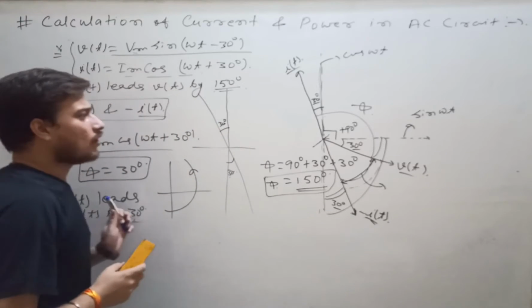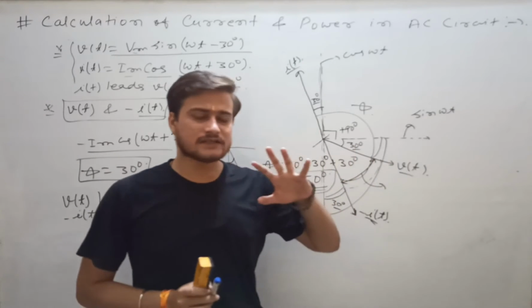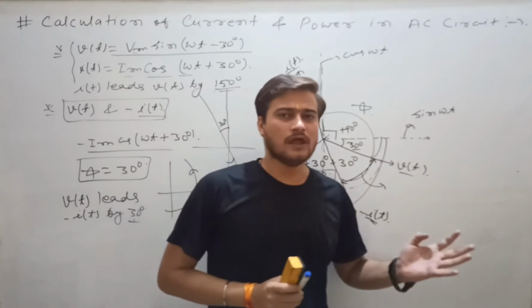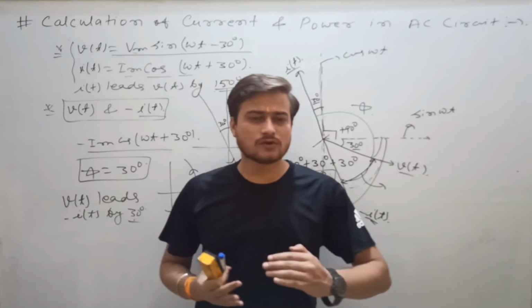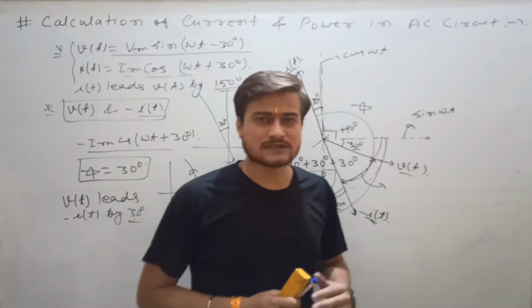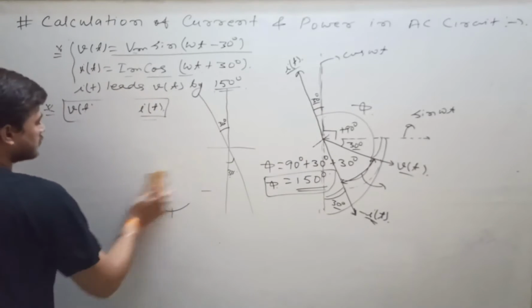So this is all about the phasor diagram. That means when the expressions for voltage and current are given to you, you have to first draw the phasor diagram. Only then should you go for the further calculation, whether they are asking you to find current or voltage. Clear?